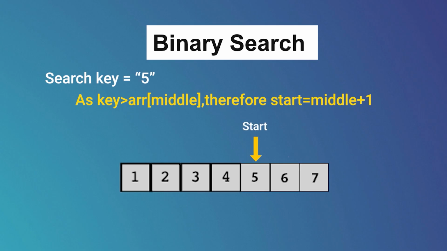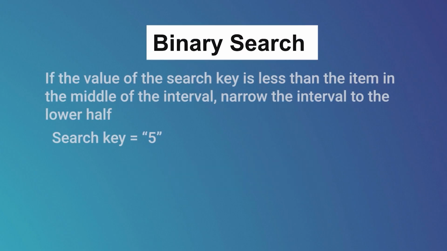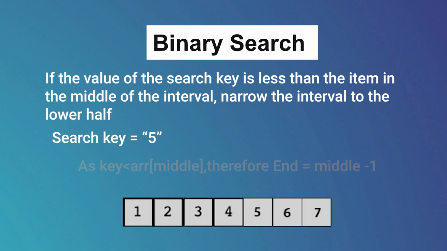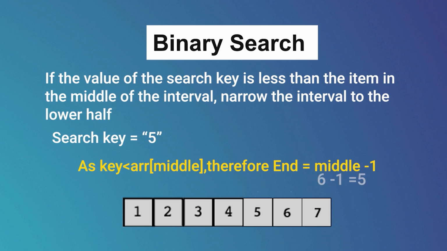So as shown in this diagram, the start pointer is being shifted now to 5. Accordingly, the 7 will be the end and the middle will be shifted to the position 6. Now again, what I will do in the binary search, I will search for the key, I will check for the middle value. And if the key is less than the middle value, then I will shift the end to the middle minus 1.